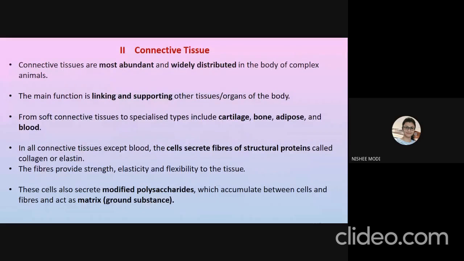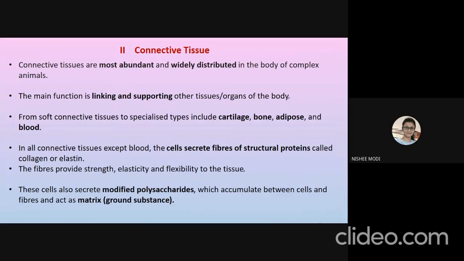Then second is connective tissue. Connective tissues are most abundant and widely distributed in the body of complex animals. The main function is linking and supporting other tissues and organs of the body. From soft connective tissue to specialized types, they include cartilage, bone, adipose, and blood.